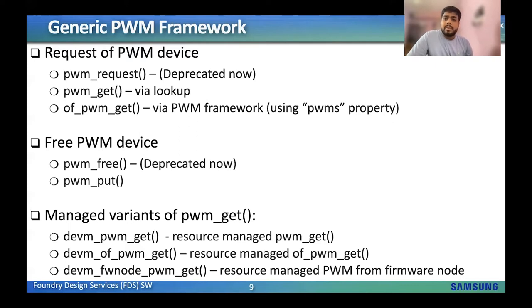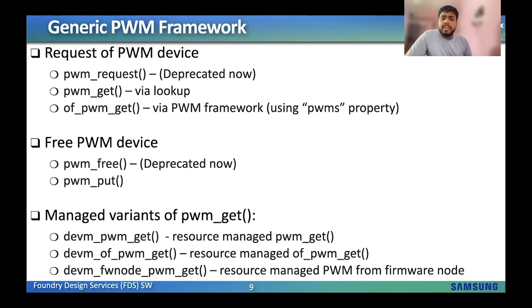Then once we have the PWM device, we can configure it as per our need. Then we can use it and get our output. And once the use is done and the driver detachment is done, we can free the PWM device using the pwm_free API or the pwm_put API. This pwm_free API is similar to pwm_request, which was used earlier, but now it is deprecated. What is mostly used now is the pwm_put API.